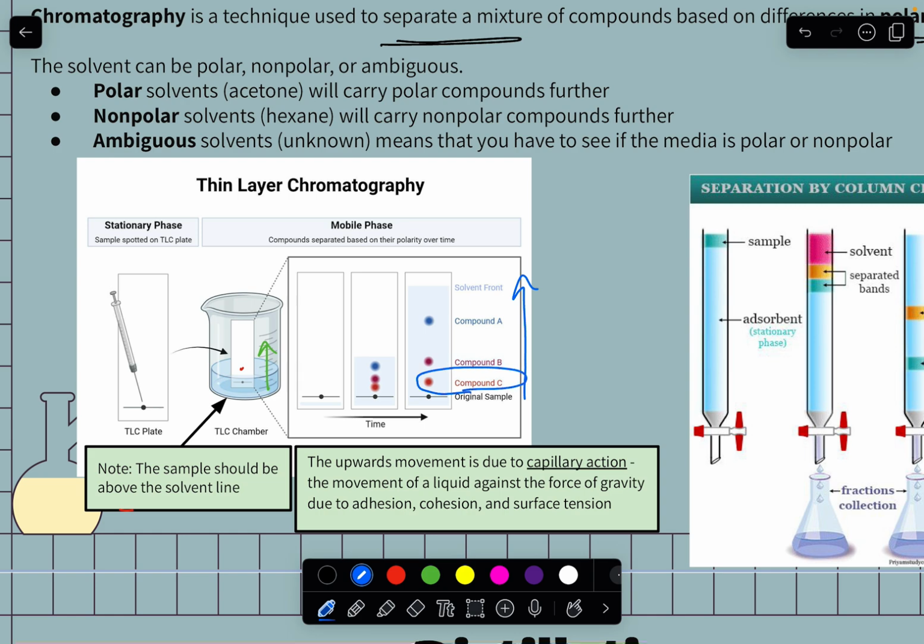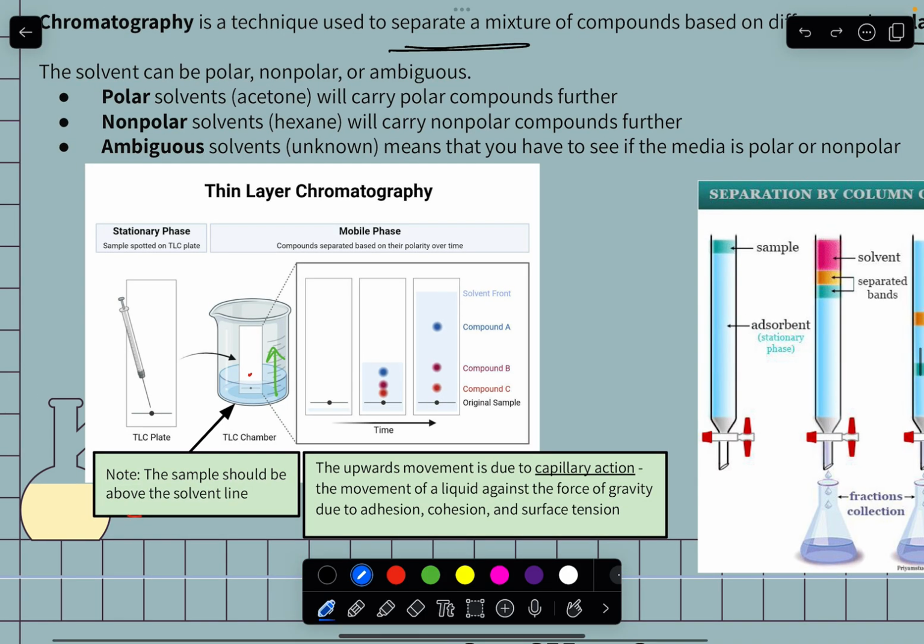The one that went up the least would be the least non-polar, or the most polar. Sometimes you'll have to figure out what kind of solvent it is based on the media. Or you'll just use the media instead, so the plate might be polar. If the plate is polar, then what goes up will be the most polar. If the plate is non-polar, what goes up would be the most non-polar. So it's all just based on polarities.